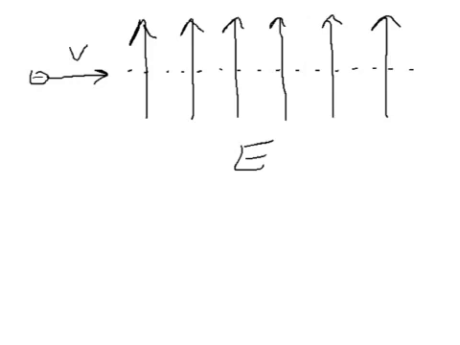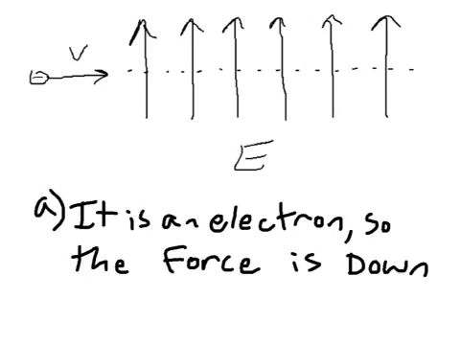So what that means is our electron will experience a force opposite that of a proton. If this were a proton going into this field, the force on it would point in the direction of the electric field. Because this is an electron, it points in the direction opposite the electric field. So because this is an electron, the force on it will be down. As it enters this electric field, it's going to be forced in this direction here.